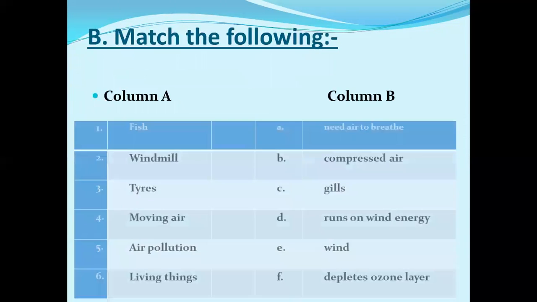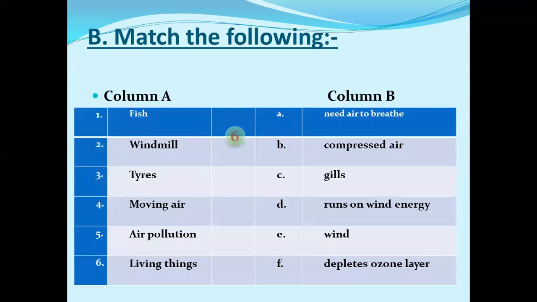Match the following. Here column A and column B are given. So here, need air to breathe. That is, living things need air to breathe. Compressed air, that is, tires need compressed air. Number 3, gills. Number 1, fish breathe through gills. Runs on wind energy, that is windmill. Number 2, windmill runs on wind energy. Wind. Number 4, moving air is called wind. Depletes ozone layer, that is air pollution. Number 5, air pollution depletes the ozone layer.